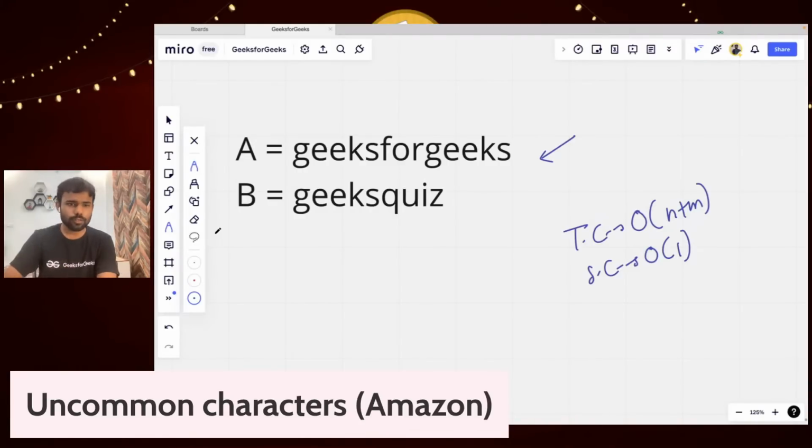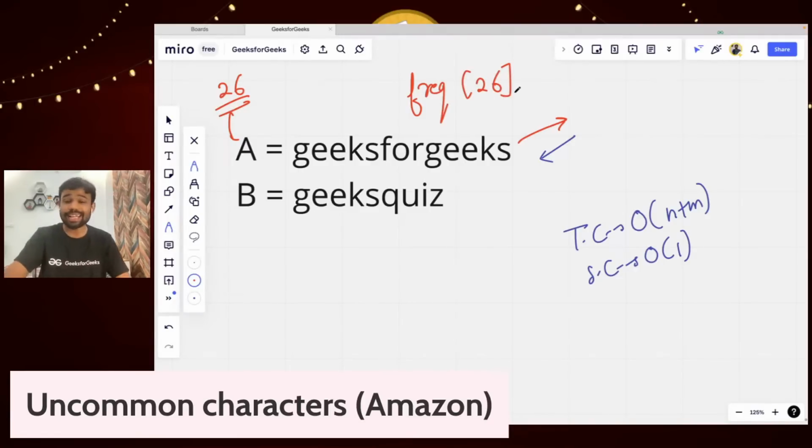Fine. So first, what we are trying to do here is take a frequency array. Let's say that here we only have small characters, or you can say lowercase alphabets. There will be 26 lowercase alphabets, so we will take a frequency array, or you can say a count array, of size 26. In the start, for every index the value will be just 0.